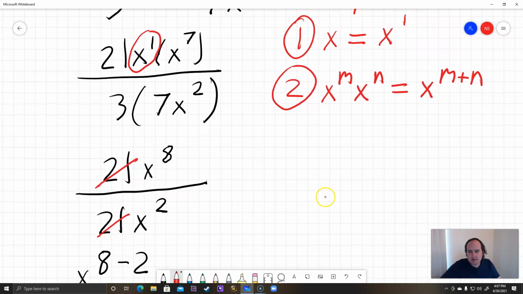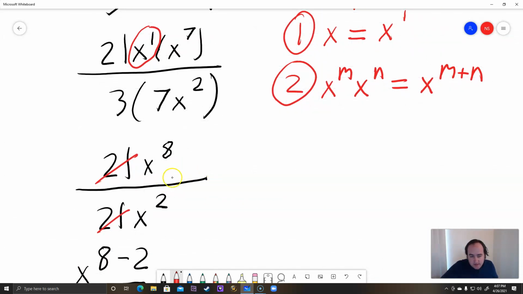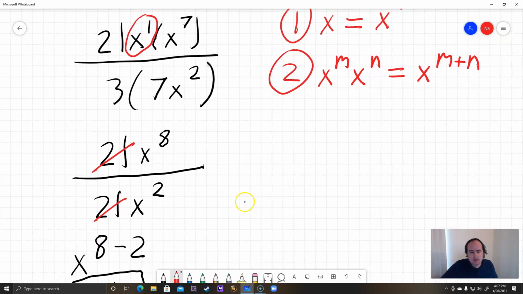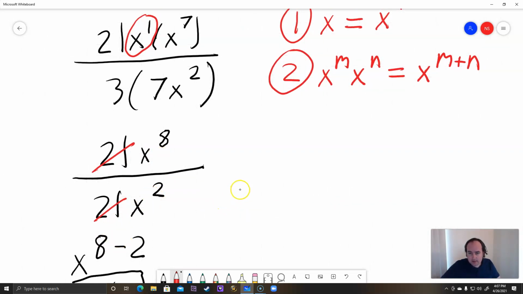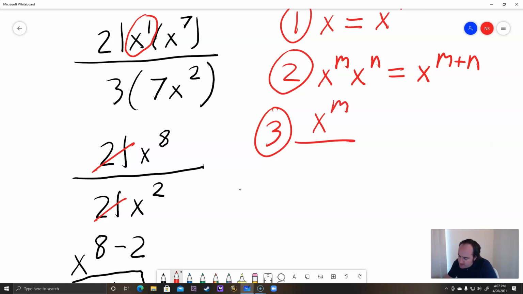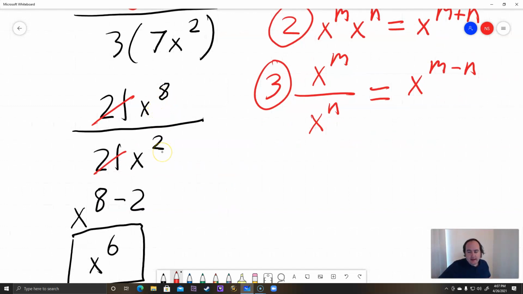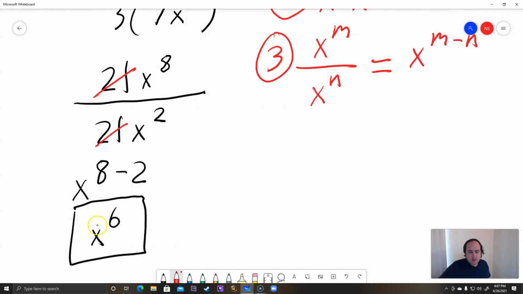Okay, and then the last rule of exponents we use is if you're dividing exponentials, you subtract the exponents. So if you're dividing powers, you subtract the powers. So the third rule is if you have x to the m divided by x to the n, if you're dividing, you subtract the exponents. So that's going to give us x to the m minus n. And here the order does matter. Top to bottom, left to right. So that's how we got from x to the 8 divided by x to the 2 to x to the 8 minus 2, which is x to the 6.